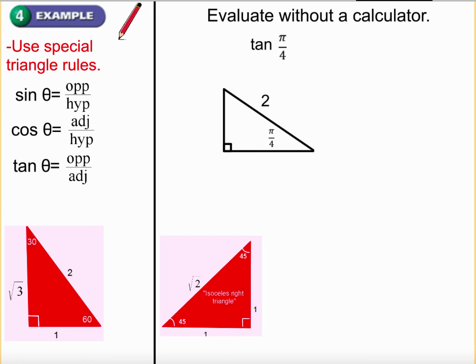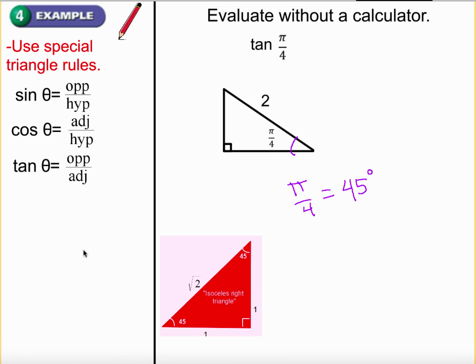Next, we're going to try and evaluate this one without a calculator. So here I've got the tangent of pi over 4. So here's our angle. I'm telling you it's pi over 4. Well, I also know that pi over 4 radians is the same as 45 degrees, right? So I've got to be working with this 45-degree triangle here. So adios to this one. Bye.